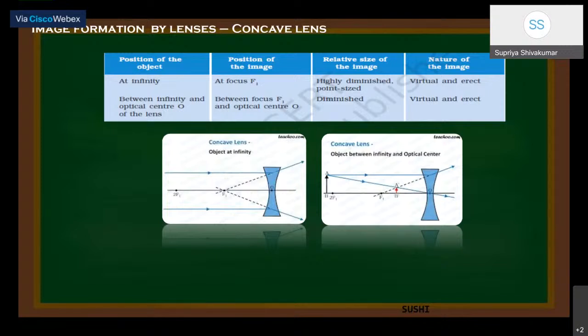Ma'am, diminished means the size is the same in all cases? No. When we say diminished, what you need to understand is that it is compared to the object. If the size is small compared to the object, then we call it diminished. And this case is also very much important because it helps us easily score marks.